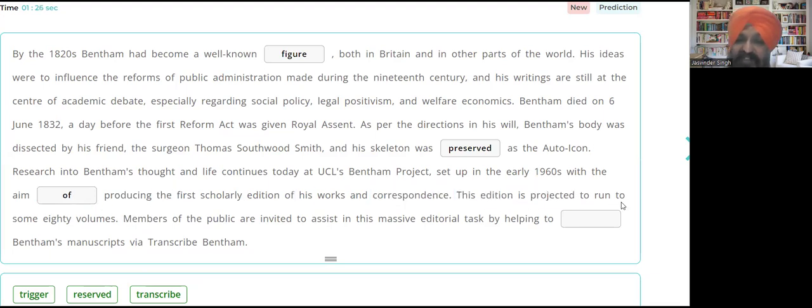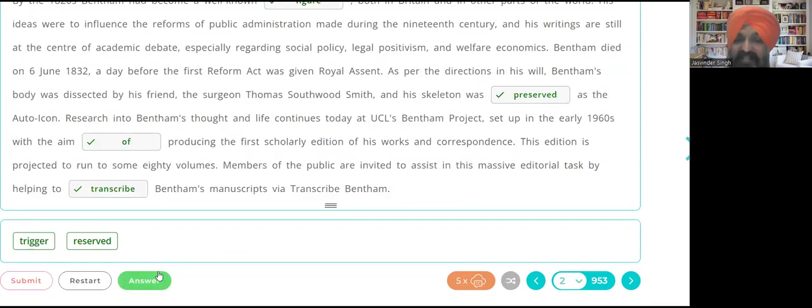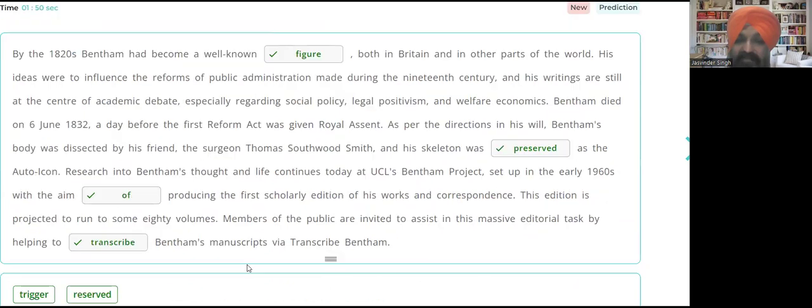This edition is projected to run to some 80 volumes. Members of the public are invited to assist in the massive editorial task by helping to dash. So they are trying to translate. So that is helping to translate or transcribe Bentham's manuscripts. Manuscripts are handwritten items, right? So now you can see that I got all correct here. So that is figure, preserved, of, and transcribe.